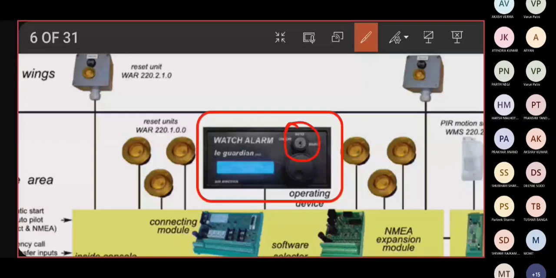This is required as per IMO that the BNWAS should be protected for its operation.